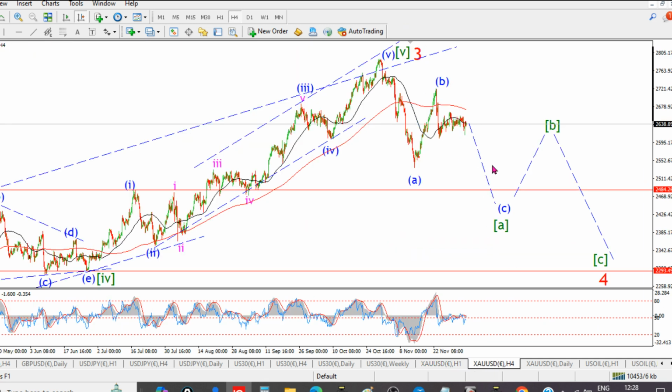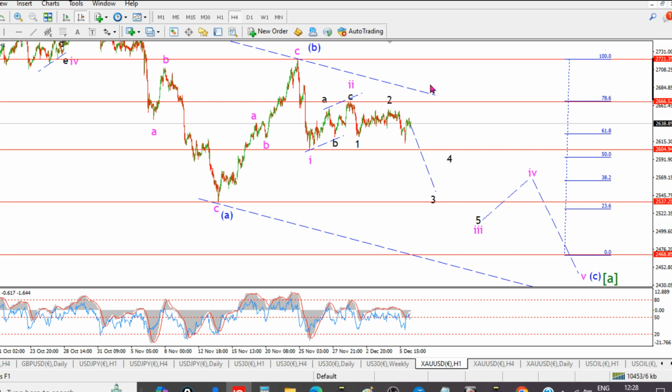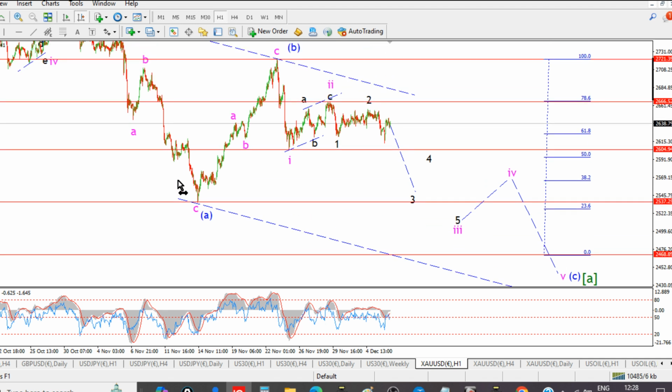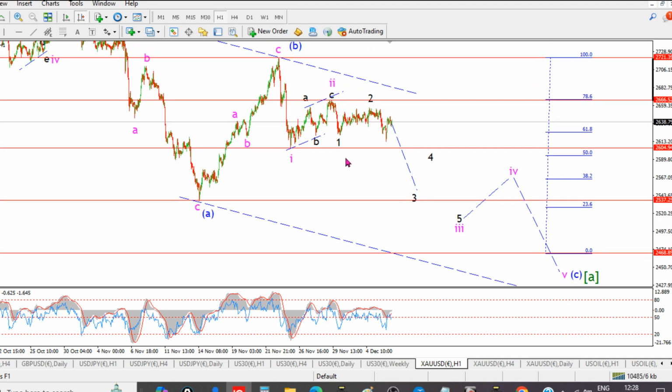So for wave C down, we should see a 5-wave pattern lower. I'm working at 1 degree lower here, so sorry, I confused myself there. For wave C down, we should see 5 waves down. And the action this week has been corrective. It could be a second wave, or it could be a series of second waves as we turn down into wave C. So it's still open for debate here.